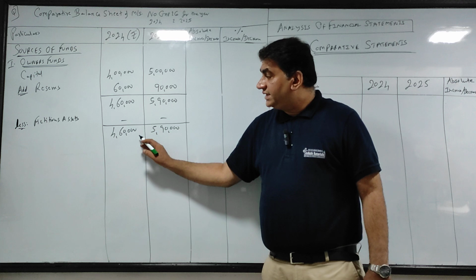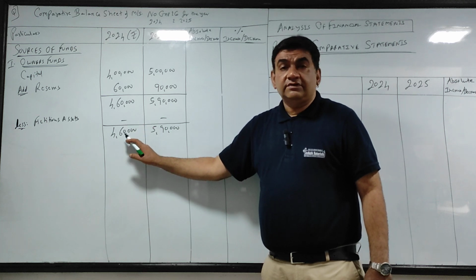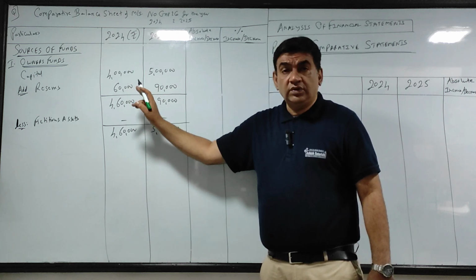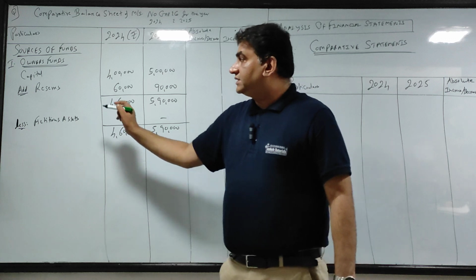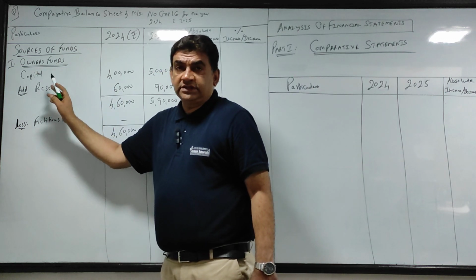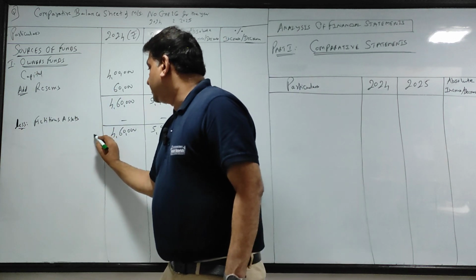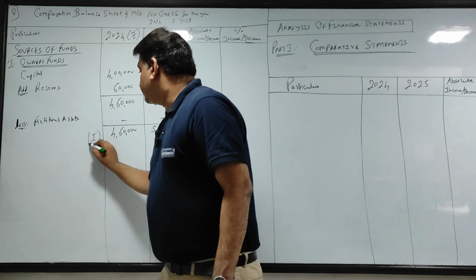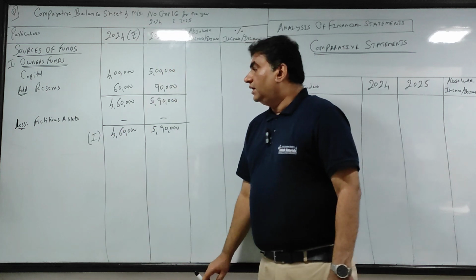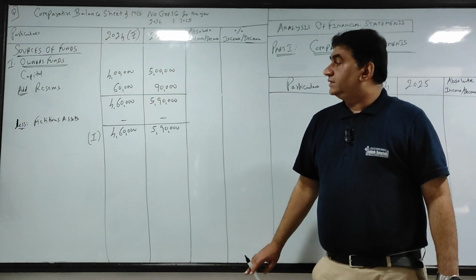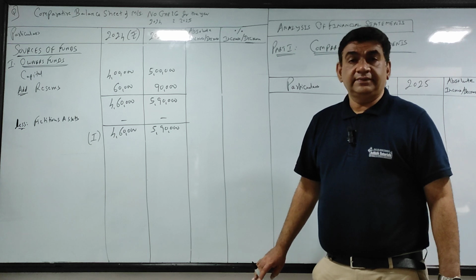So now if you see, what is this? What is the main heading? Owners funds. So against this, you have written number 1 owners funds. Owners funds वापस लिखने का जरूरत नहीं है. You can just put 1.